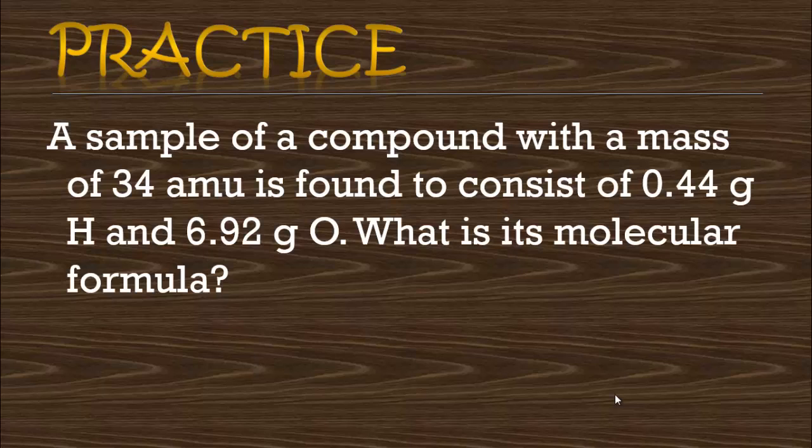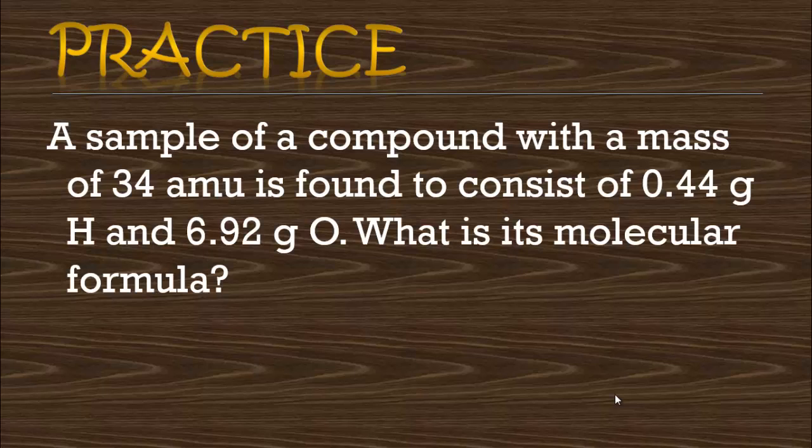So what if we are not given the empirical formula? So we have a sample of a compound with a mass of 34 AMU is found to consist of 0.44 grams of H and 6.92 grams of O, and we want to know its molecular formula. Well, you can see we can't just add the two and get 34. And since we don't have an empirical formula, guess what you got to do? You got to find one.